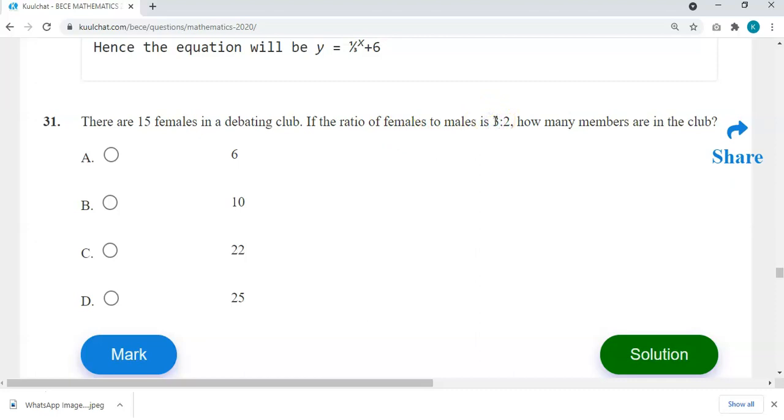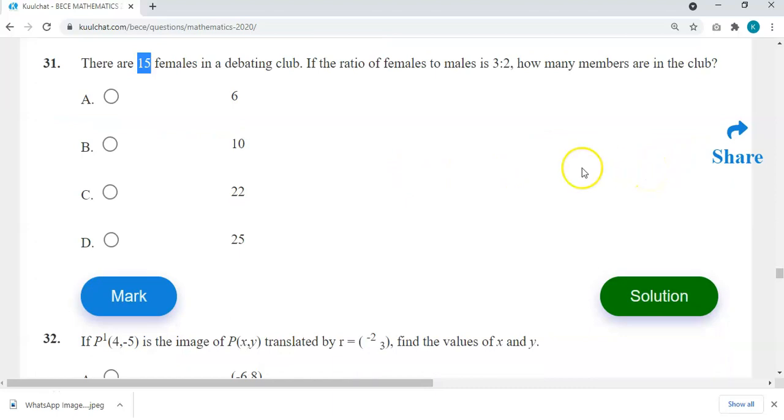Okay, so in that case, let's say x is equal to the total number of people in the club, so our 3 over the sum of our ratio, which will be 3 plus 2. So 3 over 5 times our total number of people in the club should give us 15, which is the 15 females. So if you have 3 over 5 times x is equal to 15, then you can solve for the value of x to get the total number of people in the club.